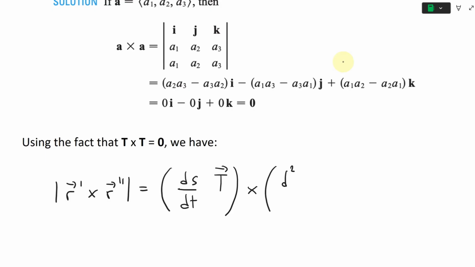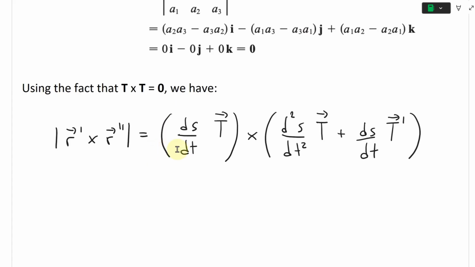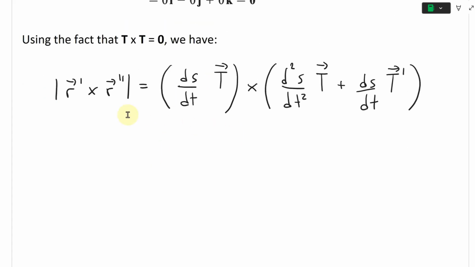So this is going to be d squared s over dt squared times T. Again, that's this one. We could just take the derivative, use it in our head. That's the product rule. And then this is going to be plus ds over dt times the derivative of T like that. So we get that. All right, and using our cross product properties for vector functions, we can actually just FOIL this out. So this cross product with this one plus this cross product with that one.